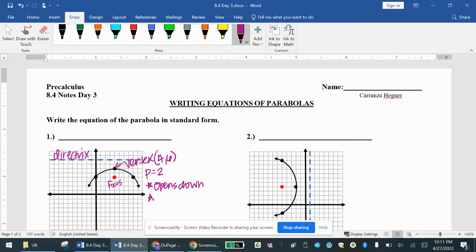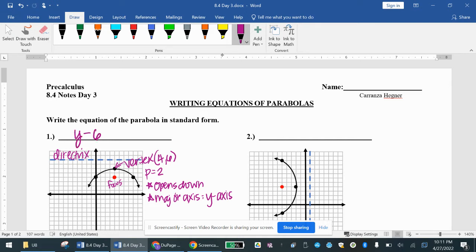which means that the major axis, excuse my handwriting, it's a little bit messy, the major axis is the y-axis, because the y-axis goes up and down. Now as we start to set up the equation, since it opens the way the y-axis goes, which is up and down, your linear term has to be the y. That's your major axis.